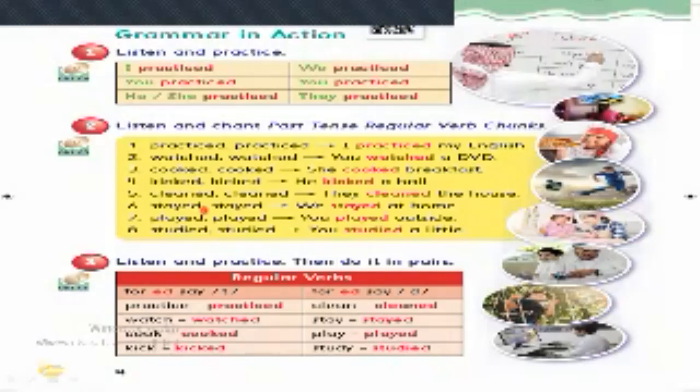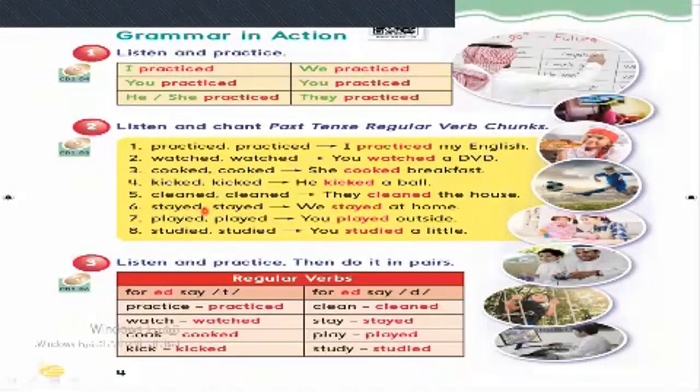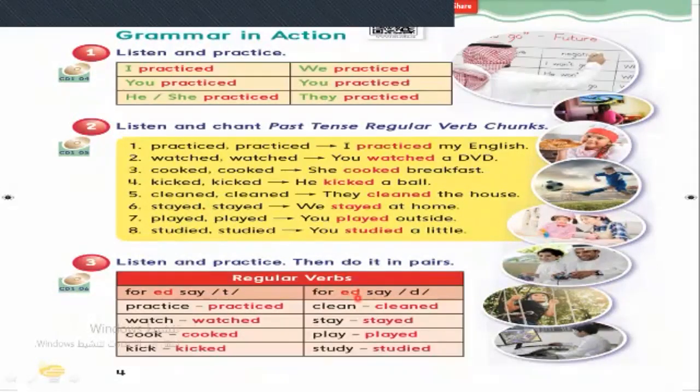First, let's practice the verb ending sounds. For ed, say t. Practice, practiced. Watch, watched. Cook, cooked. Kick, kicked. Now, for ed, say d. Clean, cleaned. Stay, stayed. Play, played. Study, studied.